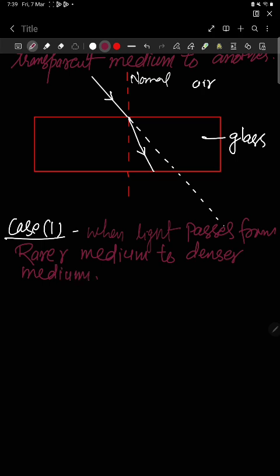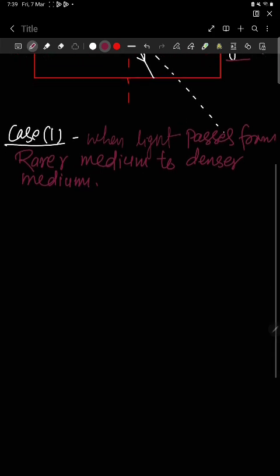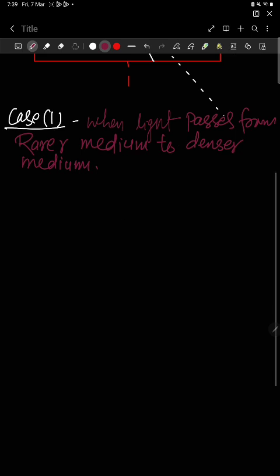One thing I have told you, that I have written here rarer medium and denser medium. Denser medium means the medium in which speed of light is going to decrease. Like here there is glass, so when light enters into the glass, its speed is going to decrease. So compared to this air, we consider this glass as a denser medium. So let's discuss case 1, when light ray passes from rarer medium to denser medium.